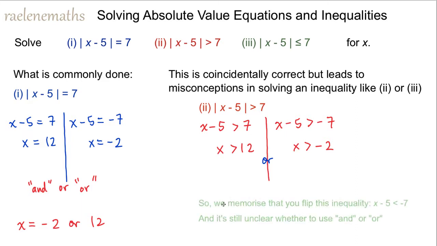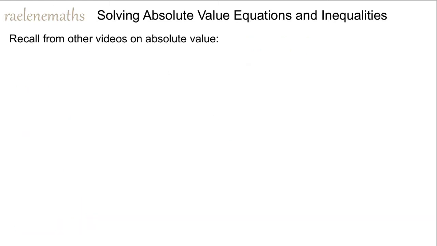So we memorize what to do, that we actually have to flip the second inequality over here. And we're not really explained why, we're just told that's what you do to get the answer. And so we get a statement that says x is greater than 12 or x is less than negative 2. But the or is only valid in this case, and for the less than case we use and. To me it all just seems, well, contrived. So I'd like to go back to the basics to remember what some things about absolute value have to do with this and build from there.